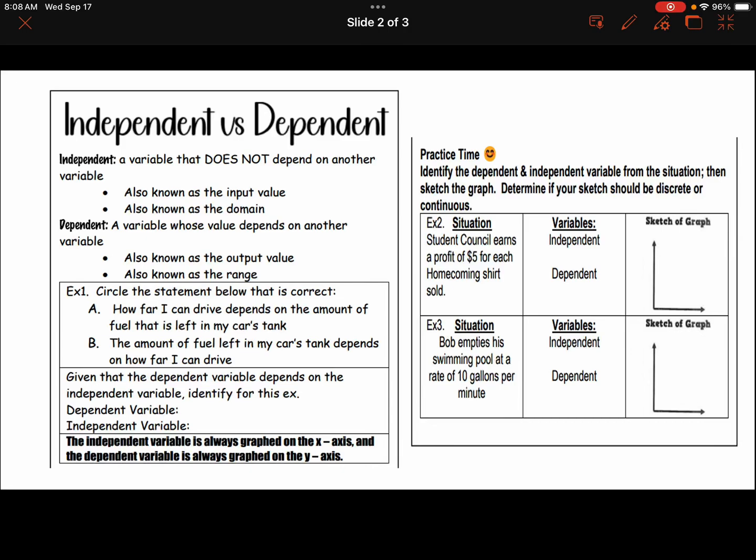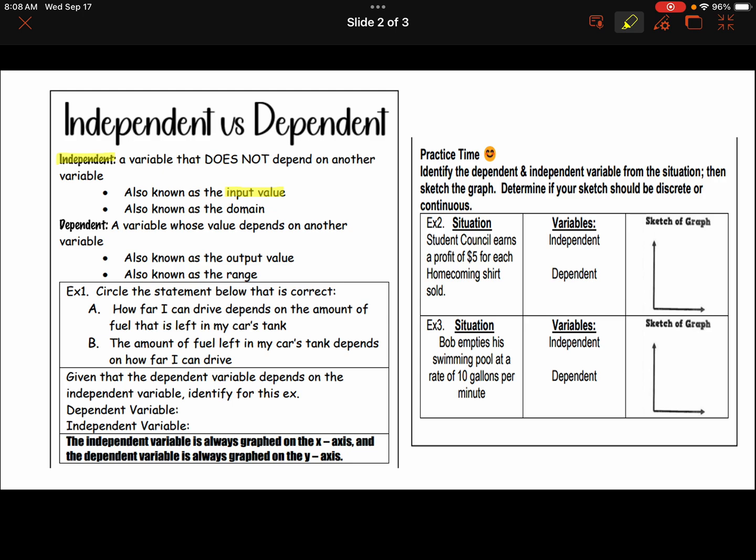All right, today we're going to be adding some more vocabulary terms to our Unit 4 list, and we are then going to see how we can apply those terms in order to help us analyze more relations and functions. So, the first new vocabulary word should sound very familiar from your science class, and that is independent. And independent is just a variable that does not depend on another variable. It can also be referred to as the input value.